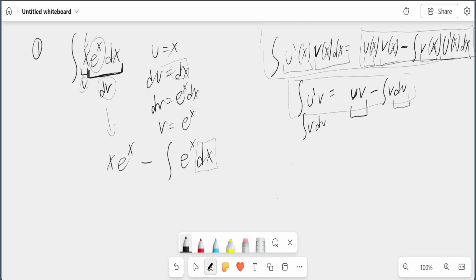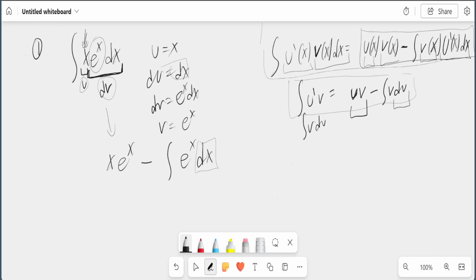So is the logic for parts, if you have two functions multiplied, is that when you use parts? Yeah, when you have two functions multiplied and you can't just integrate it with any of the other methods you've learned, and you know that one of them boils down in some way, it's good to use parts there.